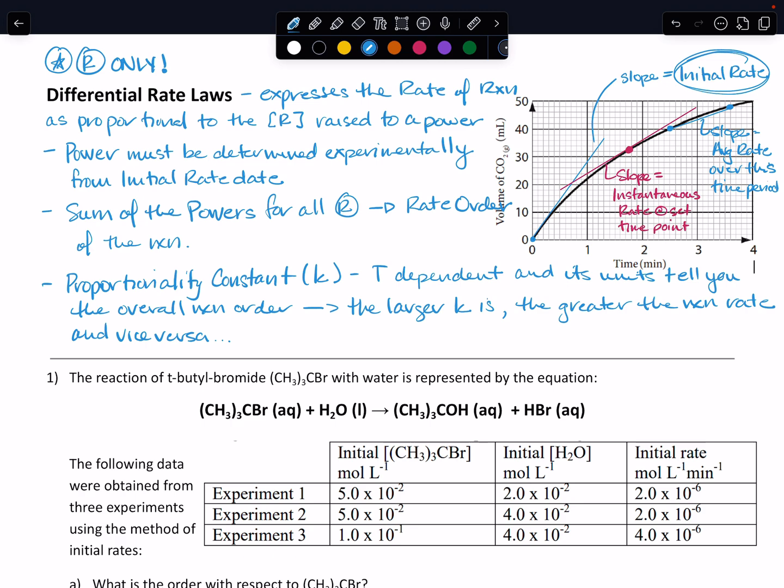So, in other words, what proportion of all of our collisions are leading to successful reactions? That's really what K is. All right. So, what does a rate law look like?